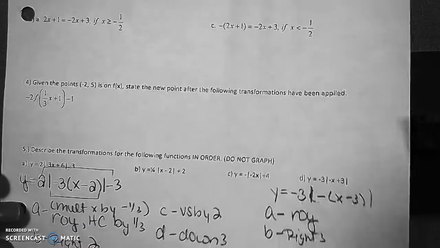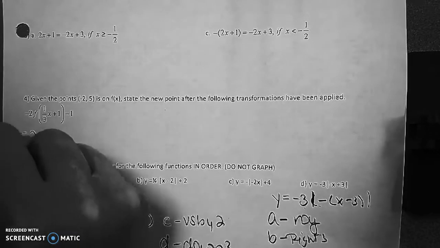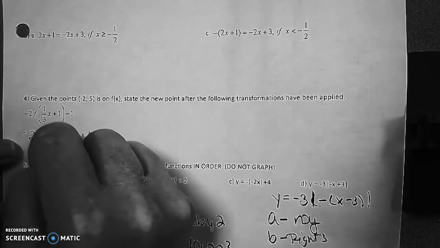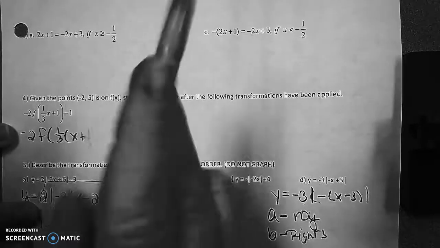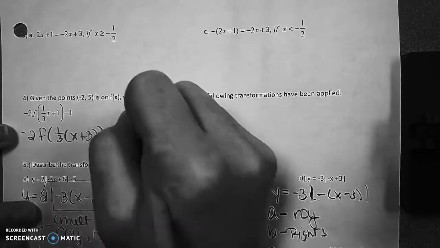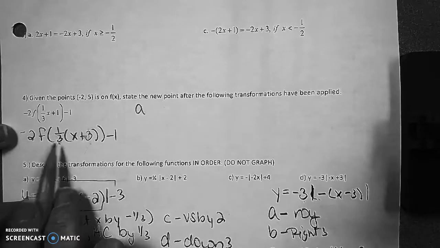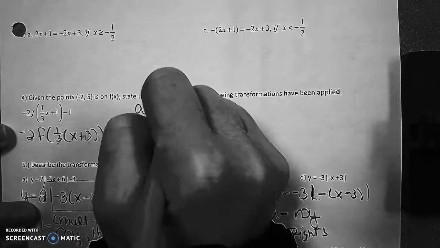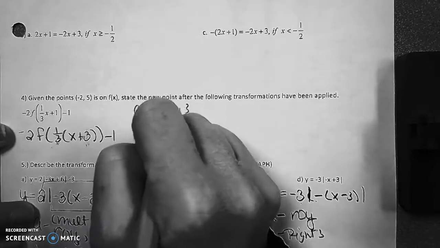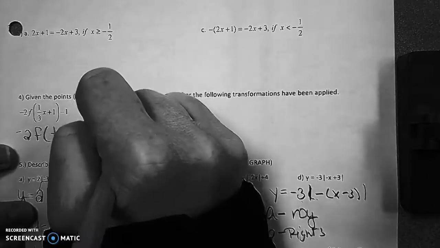All right, let's take a look at number 4 for just a few moments. So again, before I translate, I'm going to factor out this 1/3. So I end up getting x plus 3 there. So A movement will be a horizontal stretch by 3. B is going to go left 3. Those both change x's.